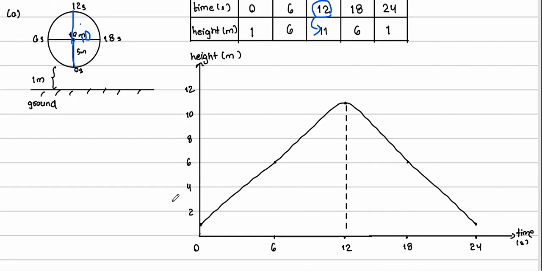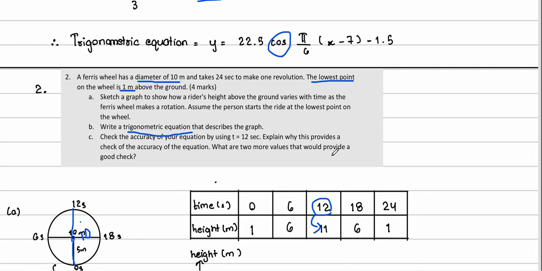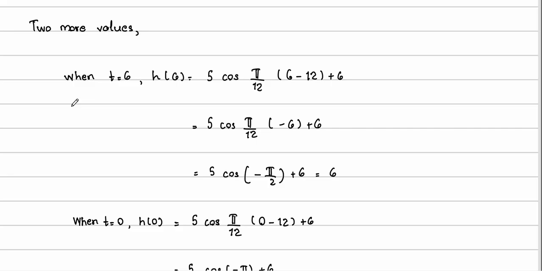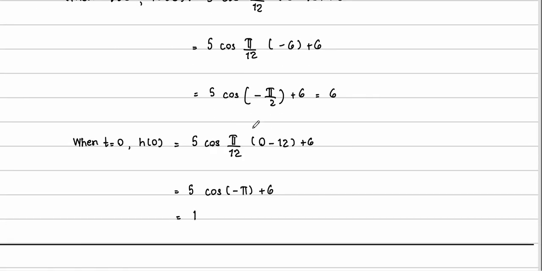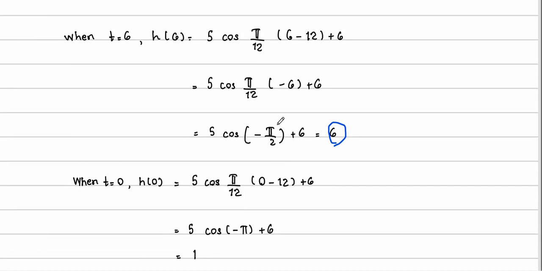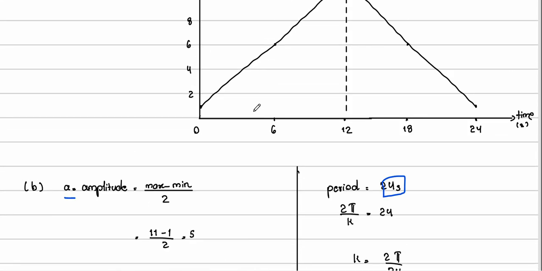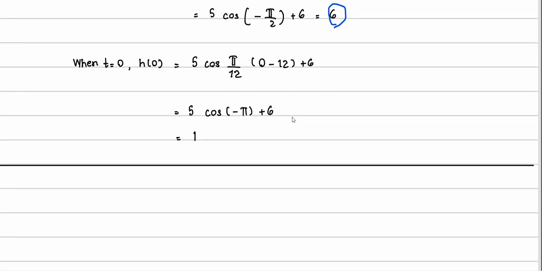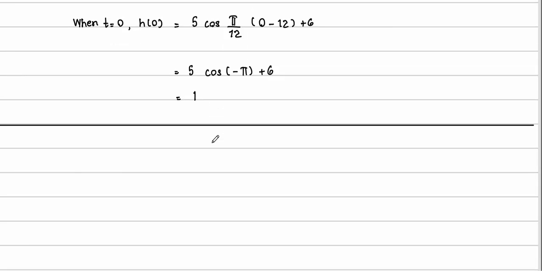The question asks for two more values that would provide a good check. So, for accuracy, of course, one is t equal to 6. That means h of t equals 5 cosine of pi over 12 times 6 minus 12, plus 6. So we're going to substitute t equal to 6. Like I've written before, when t equal to 6 seconds, the height is going to be 6. And when t equal to 0, the height is going to be 1. So I think my equation is correct.